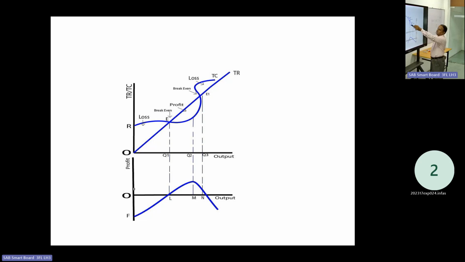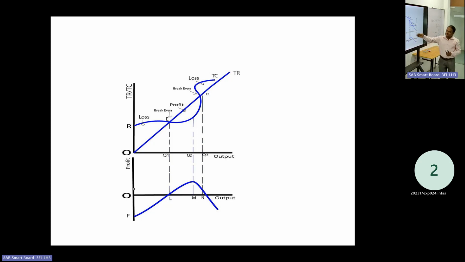So here the profit is maximized at this point, at the Q2 level. That is where the gap between the total revenue and the total cost is maximized. So we look at it under the total approach. This is the profit function, so we take into account the total profit. With this profit function, we can ascertain the profit maximizing output level.